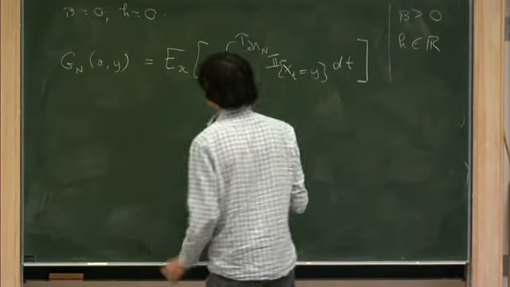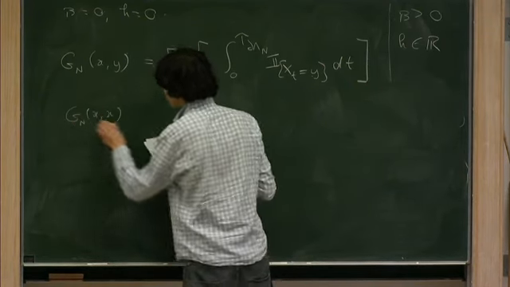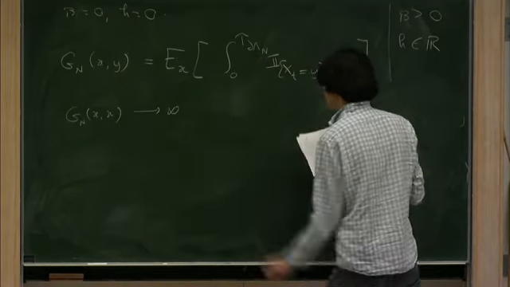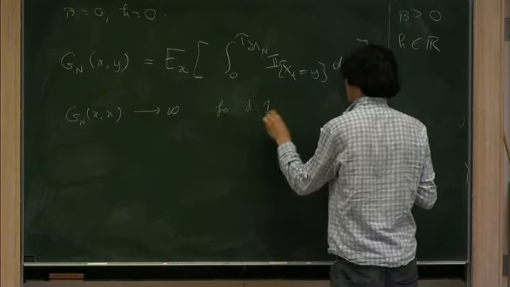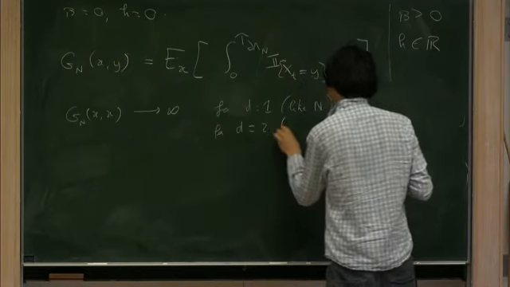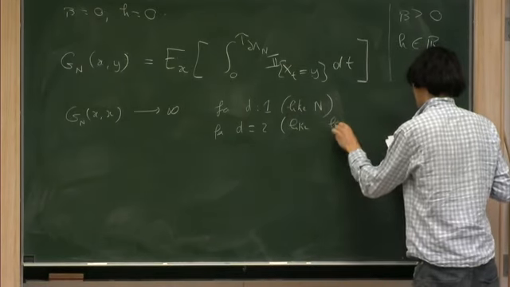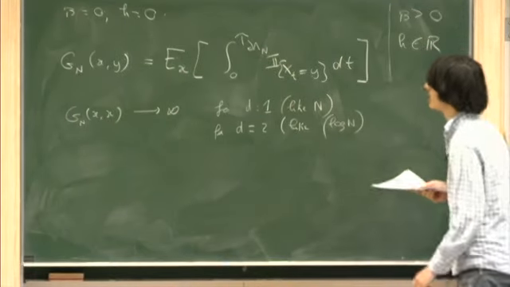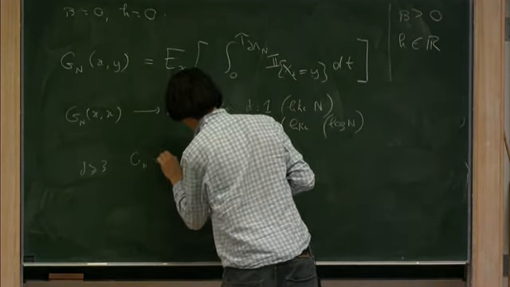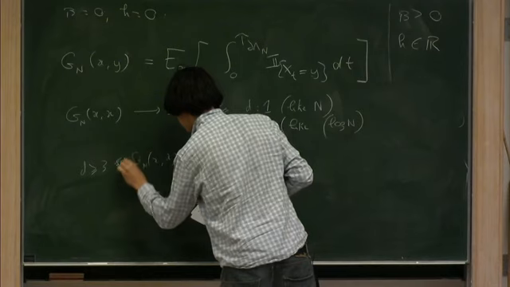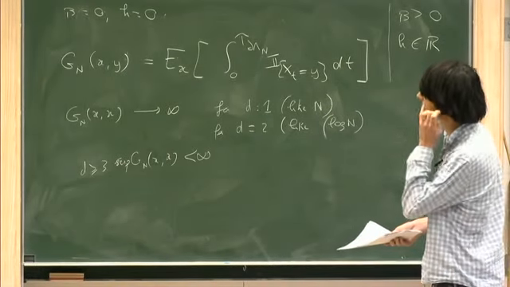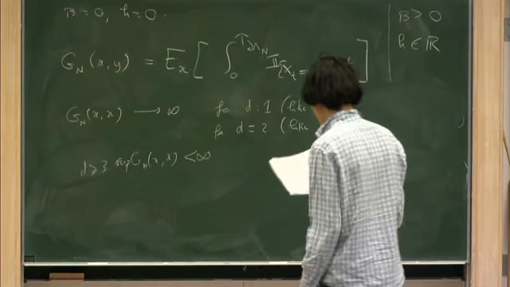So in particular, if you look at the variance at a point x which is in the middle of the box, it goes to infinity for d equal 1 and 2. For d equal 1, it goes to infinity like n, and for d equal 2, the variance diverges like log n. Okay, and when d is larger than or equal to 3, the variance is uniformly bounded. So somehow it will have some effect on the behavior, on the phase transition of our process.